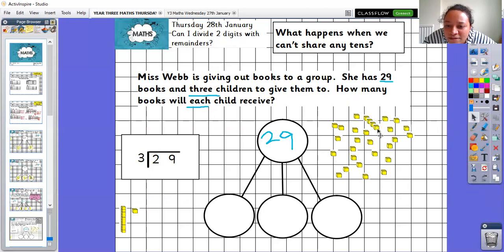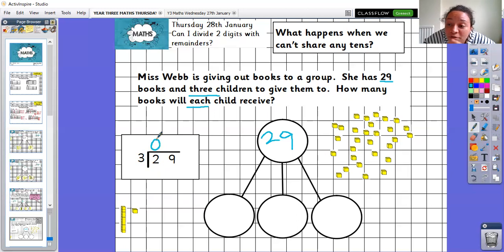Okay, so let's just have a think about our bus stop method and how that would look if we got to that point. Okay, so I'm going to take my pen. So again, with my bus stop method, I'm thinking about my tens first. So I've got 2 tens. I want to see how many 3s go into those 2 tens. So I've got 3. That's already bigger than 2, isn't it? So that's not going to work. So here I put a 0. Okay, the 3 is bigger than the 2. It's not going to work.